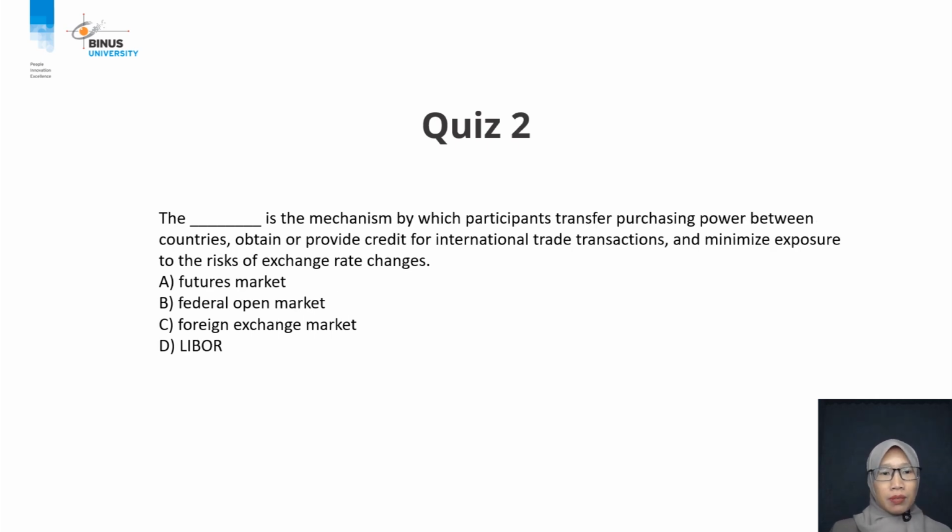Question 2. Blank is the mechanism by which participants transfer purchasing power between countries, obtain or provide credit for international trade transactions, and minimize exposure to the risk of exchange rate changes. A, futures market. B, Federal Open Market. C, foreign exchange market. D, LIBOR.